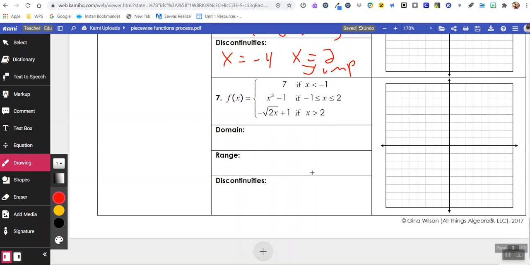Okay, so 7, what did you get? Did you get something interesting? I think 7, it looks good. You got 3 parts. You got a linear, a cubic, and a square root function. So your domain is good to go. It's all reals. And your range, I believe, is anything less than or equal to 7. And you have 2 jumps. The 2 jumps you have are x equals -1 and x equals 2.